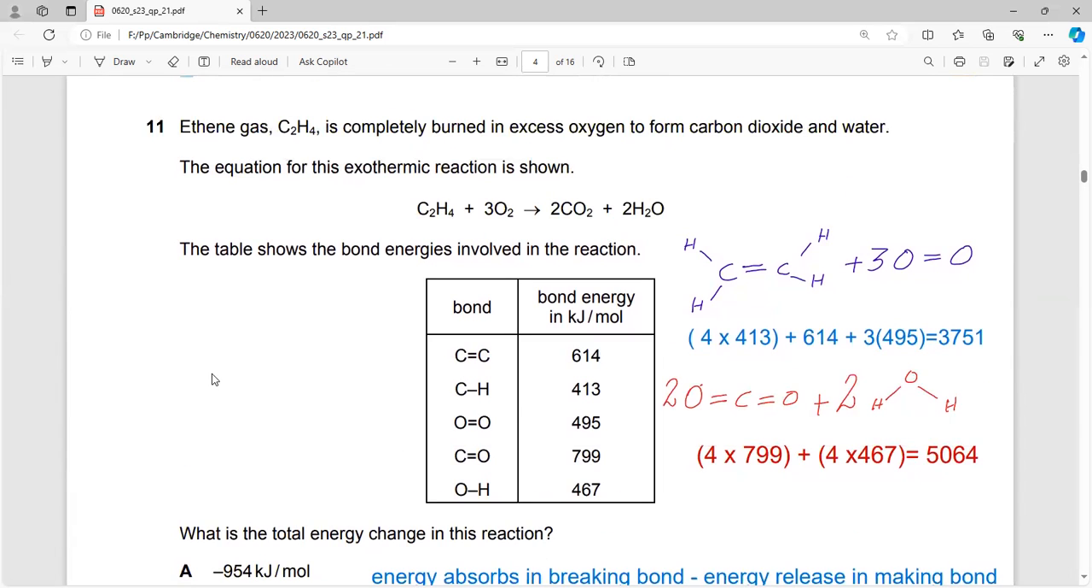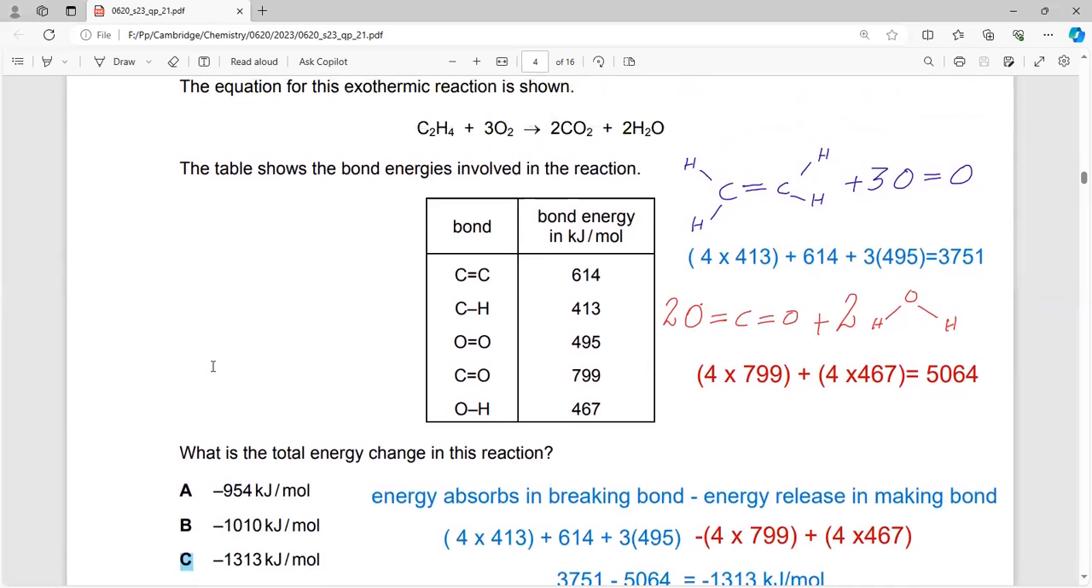Question number 11. Ethane gas is completely burned in excess oxygen and produces carbon dioxide and water. So the equation of an exothermic reaction is given there. For example, ethane gas is burning in the presence of oxygen, producing carbon dioxide and water here. So this energy column is given there. First, you're supposed to write the structural formula for this equation. For example, on the reactant side, we have ethene reacting with 3 molecules of oxygen, producing 2 molecules of carbon dioxide and 2 molecules of water.